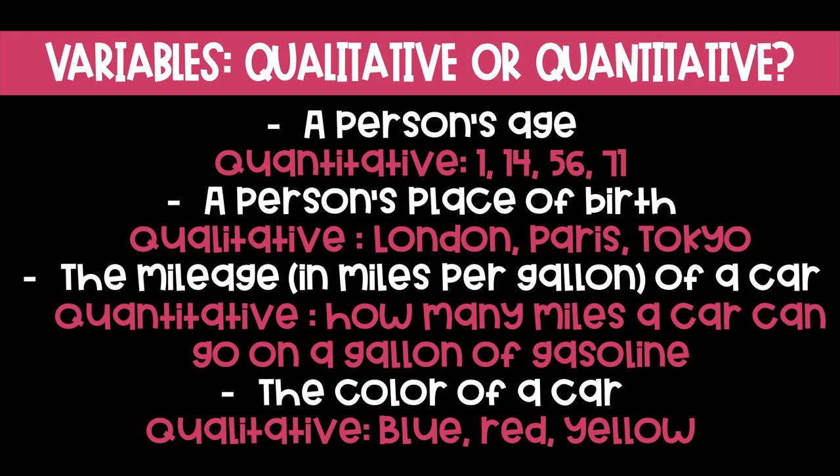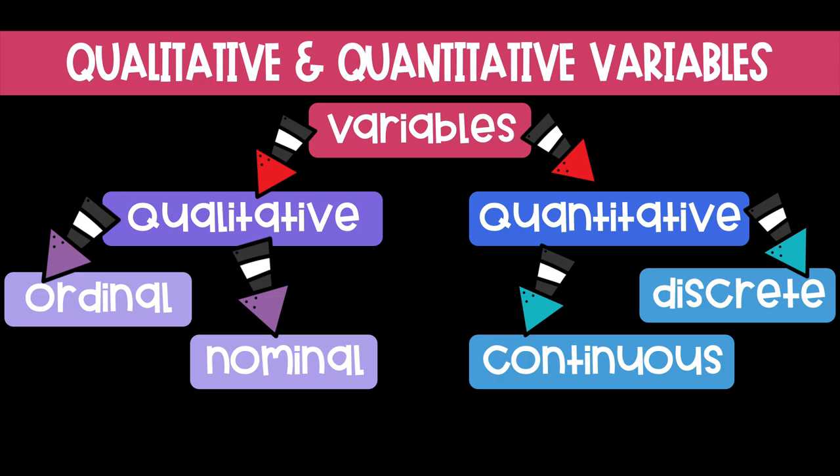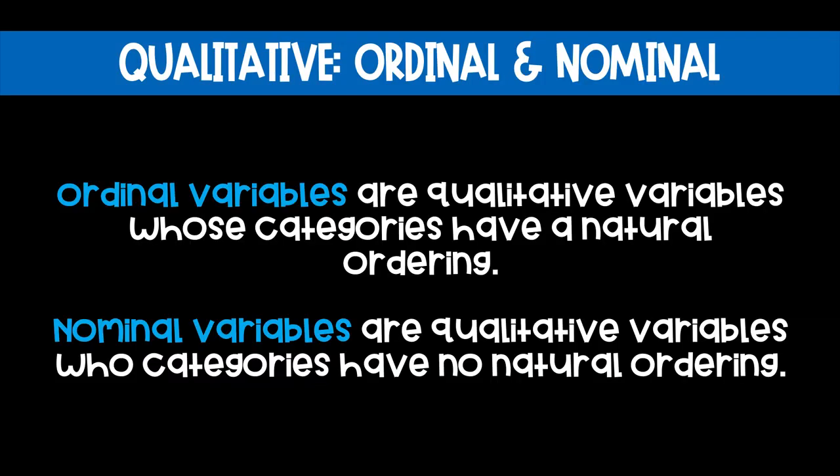Okay, now that we separated our qualitative and quantitative variables, we're going to talk about particular quantitative variables and particular qualitative variables. We separate variables into qualitative and quantitative. And then qualitative variables could be classified as ordinal or nominal. Quantitative variables could be classified as continuous or discrete. For distinguishing between ordinal and nominal qualitative variables, ordinal variables are qualitative variables whose categories have a natural ordering, and nominal variables are the qualitative variables which do not have natural ordering.